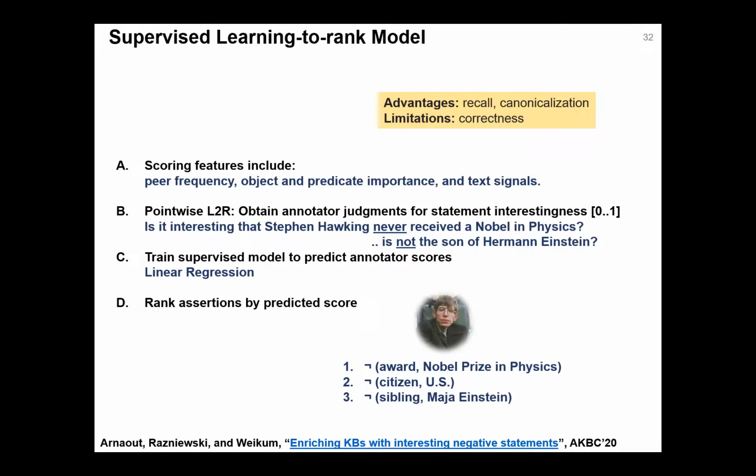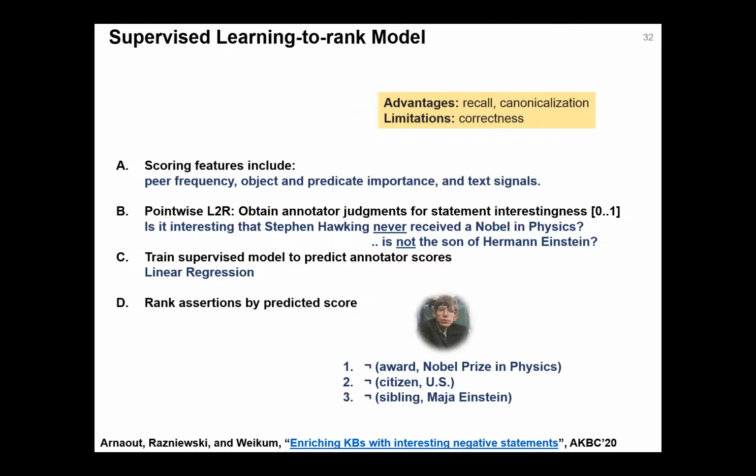The limitation, however, is correctness. So even with the ranking and the filtering, it is a best effort. It's an inference. So what is said here is that these negations are most probably correct, and they are salient, but it's still a probability.